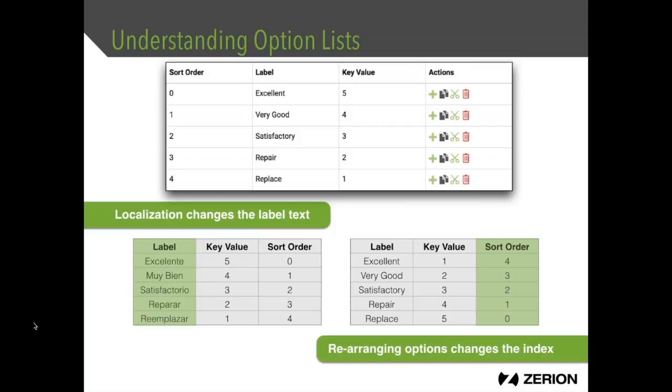Now, regardless if I add localization or I adjust the sort order, what I want to highlight and bring to your attention is that the key value remains the same. The key value will always be associated with that label or with that option. And even if you change the localization or you change the sort order, the key value doesn't change. For that reason, we recommend that anytime you're building out statements or smart controls that involve using an option list, you use the key value anytime possible.